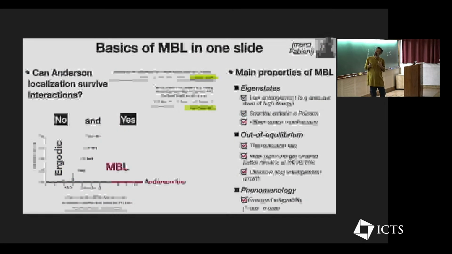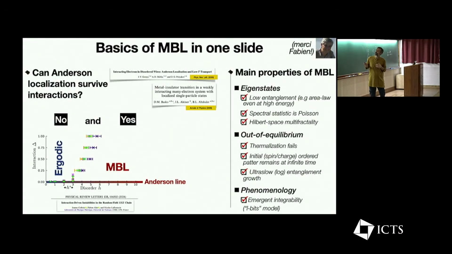So then, what are the main properties of MBL? Here I give a list. We can class them in two categories: eigenstate properties and out-of-equilibrium properties. For example, for eigenstates, they have very low entanglement. They have a spectral statistic which is Poissonian. If you go to Hilbert space, there is genuine multifractality. And then if you're interested in out-of-equilibrium properties, there's no thermalization.